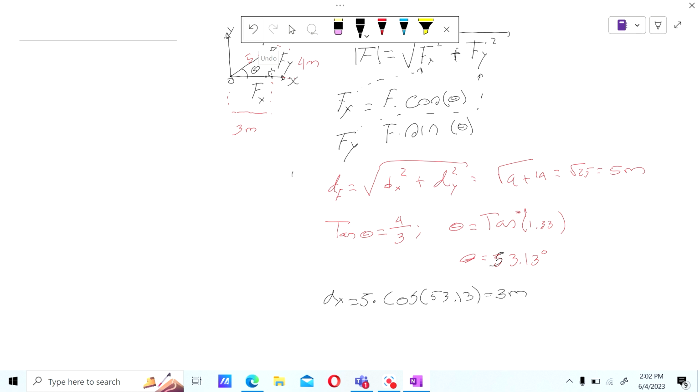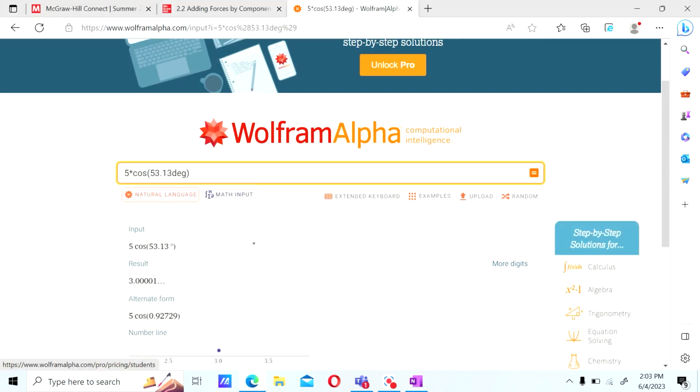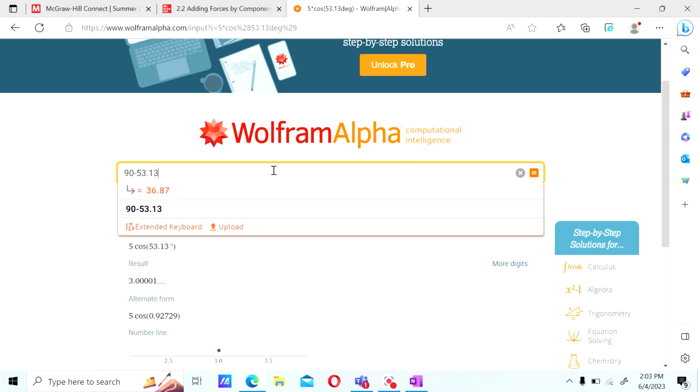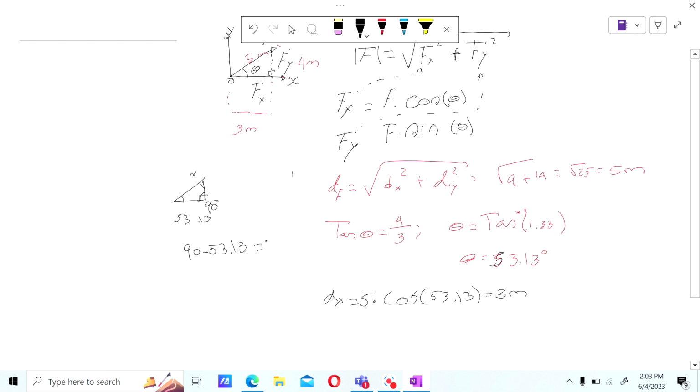All right, and then the other angle up there. If we have a triangle where this is 90, and this is 53.13, then this angle, let's say alpha, is 90 minus 53.13. Okay, so 90 minus 53.13 is 36.87. So that angle is 36.87. All right, so that is fully defined: the distances, the angles, and the forces.